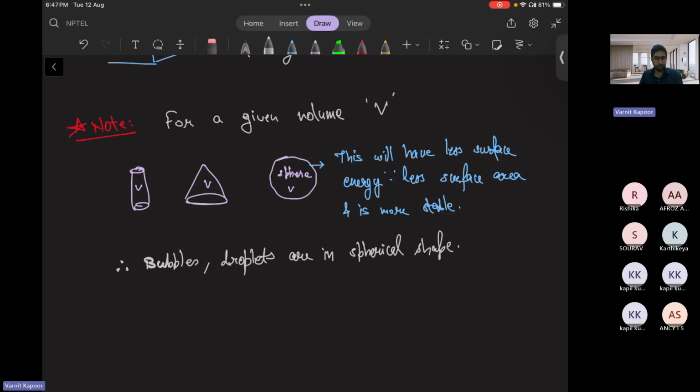So my PhD, which I'm working on in IIT Delhi, is on multi-phase flows only, and I'm particularly dealing with droplets and bubbles only.